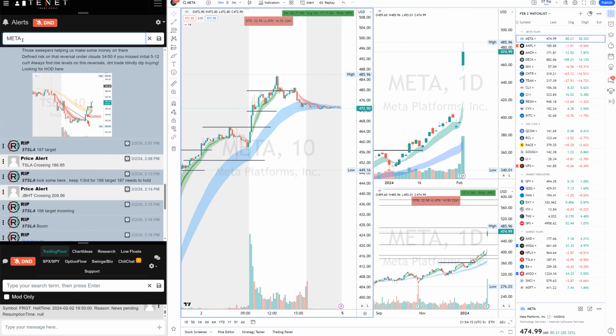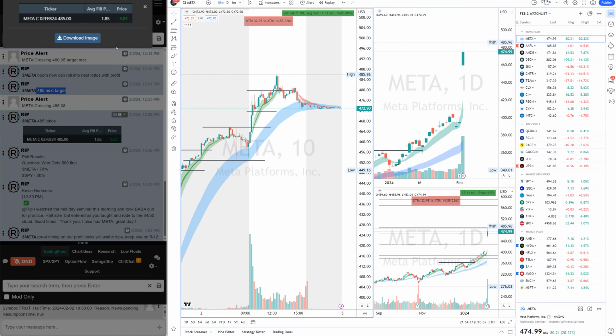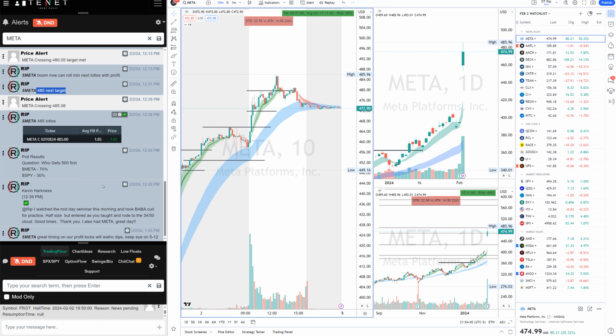So when the price alerts were hitting, 480 target met, you see the price alert mid-afternoon. Then I said you can roll into the next Lottos. 485 was the next target, and we met our next target, 485, as well. I had the 485 Lottos, which went 100% as well. You see right here, bought at 1.85. It actually went higher, but this was the price I had at that time. So, Meta trade, great timing, everything great, solid trade.